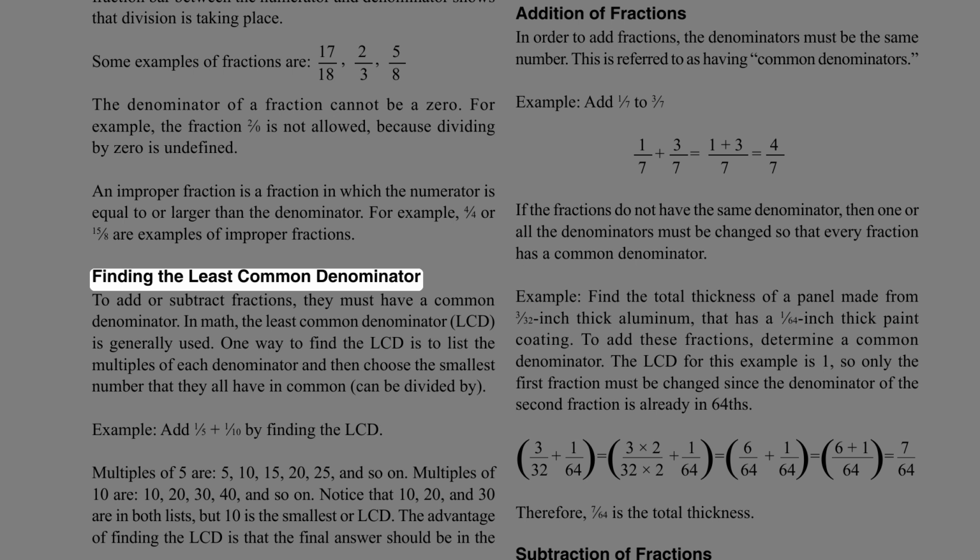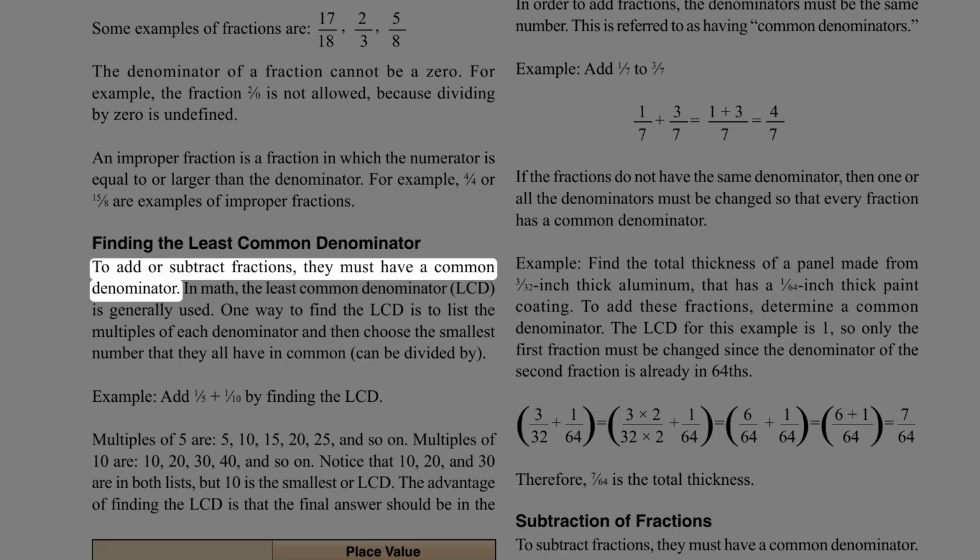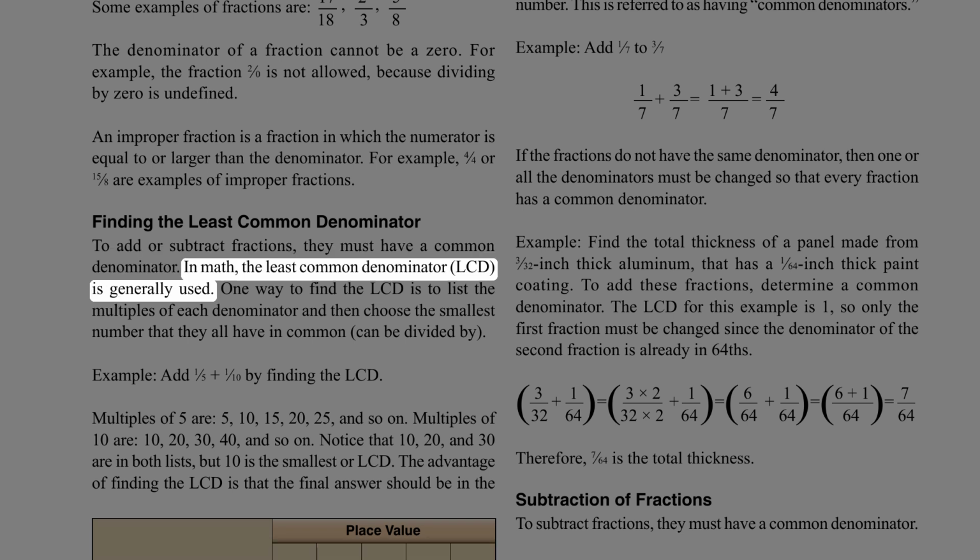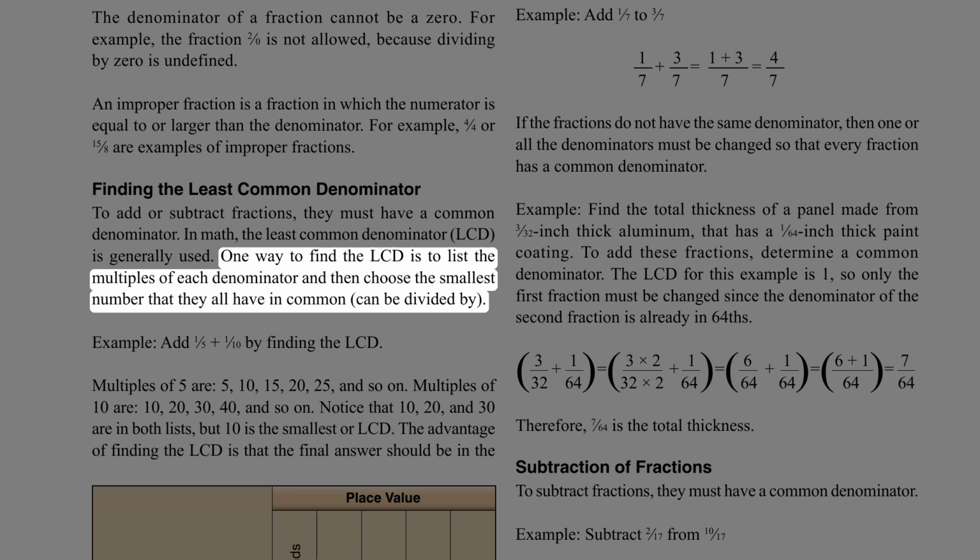Finding the least common denominator. To add or subtract fractions, they must have a common denominator. In math, the least common denominator, LCD, is generally used. One way to find the LCD is to list the multiples of each denominator and then choose the smallest number that they all have in common, can be divided by.